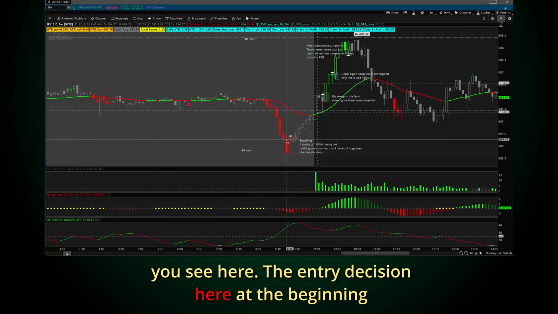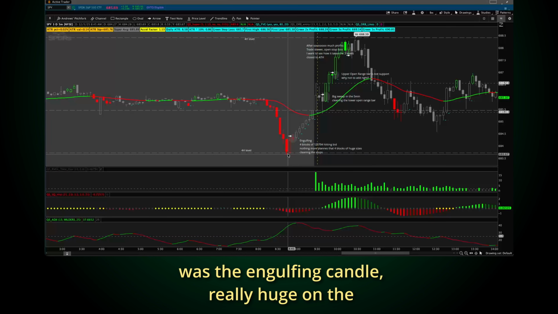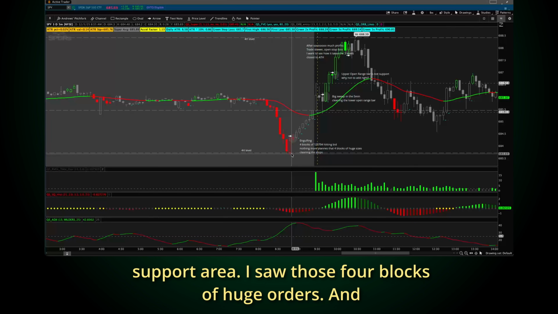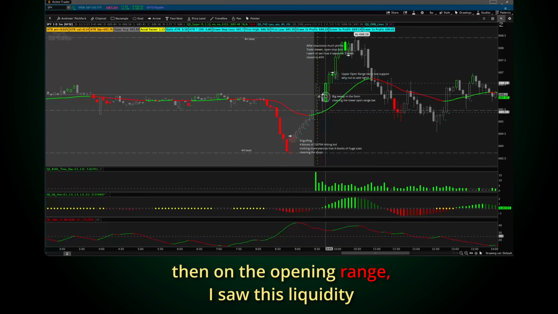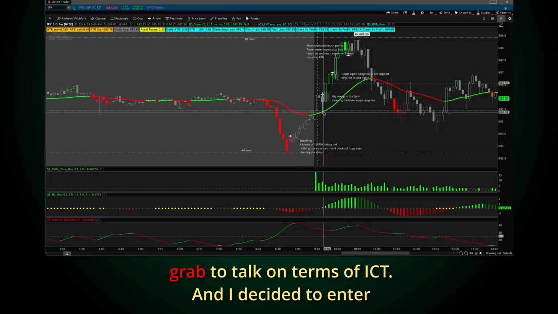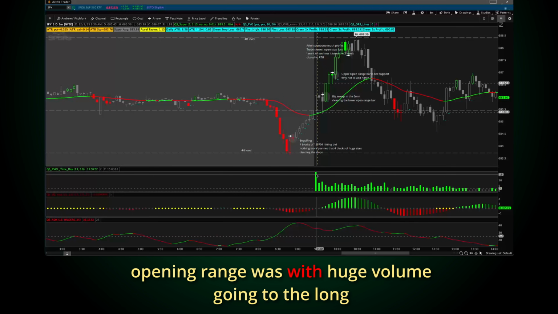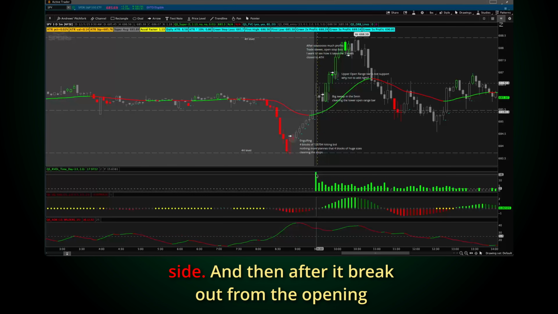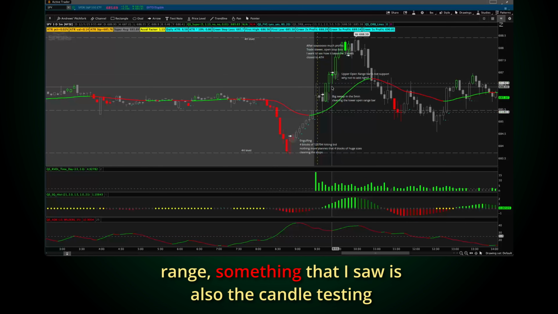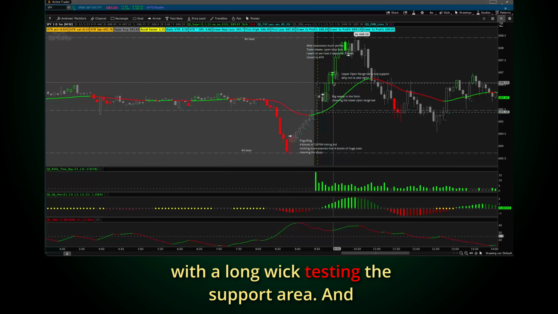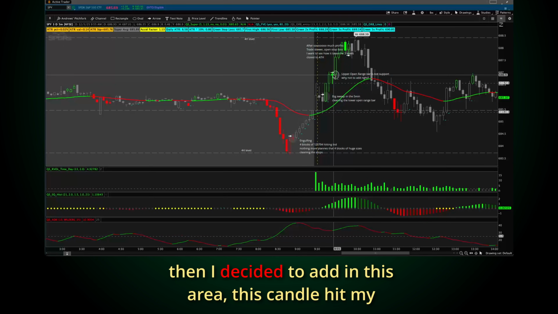The entry decision here at the beginning was the engulfing candle, really huge on the support area. I saw those 4 blocks of huge orders. And then on the opening range, I saw this liquidity grab, to talk in terms of ICT. And I decided to enter because it was inside of the opening range, and the opening range was with huge volume going to the long side. And then after it broke out from the opening range, something that I saw is also the candle testing with a long wick, testing the support area. And then I decided to add.